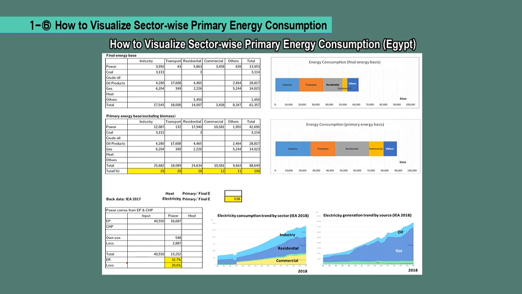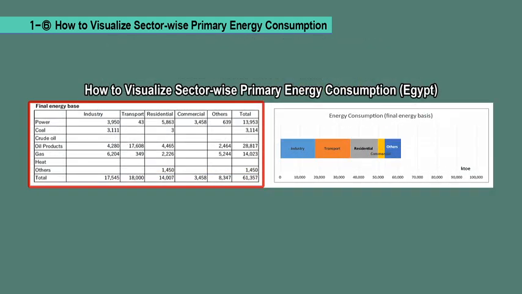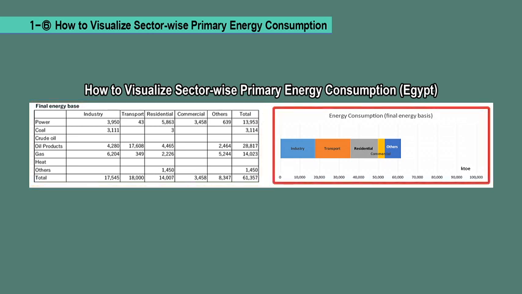This is an example of Egypt's detailed energy information. The top left chart shows values by sector and energy, copied from the final energy consumption values at the lower part of the IEA table. The bar chart shows that transport, shown in orange, seems to consume the most energy.